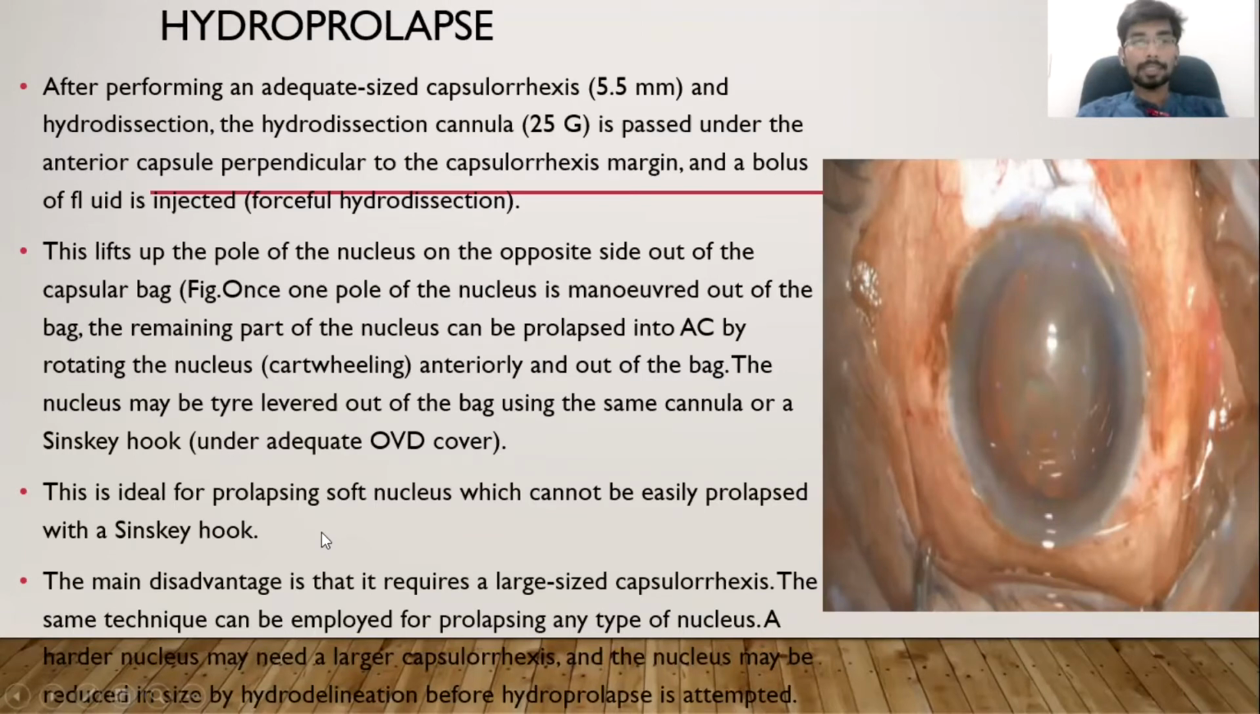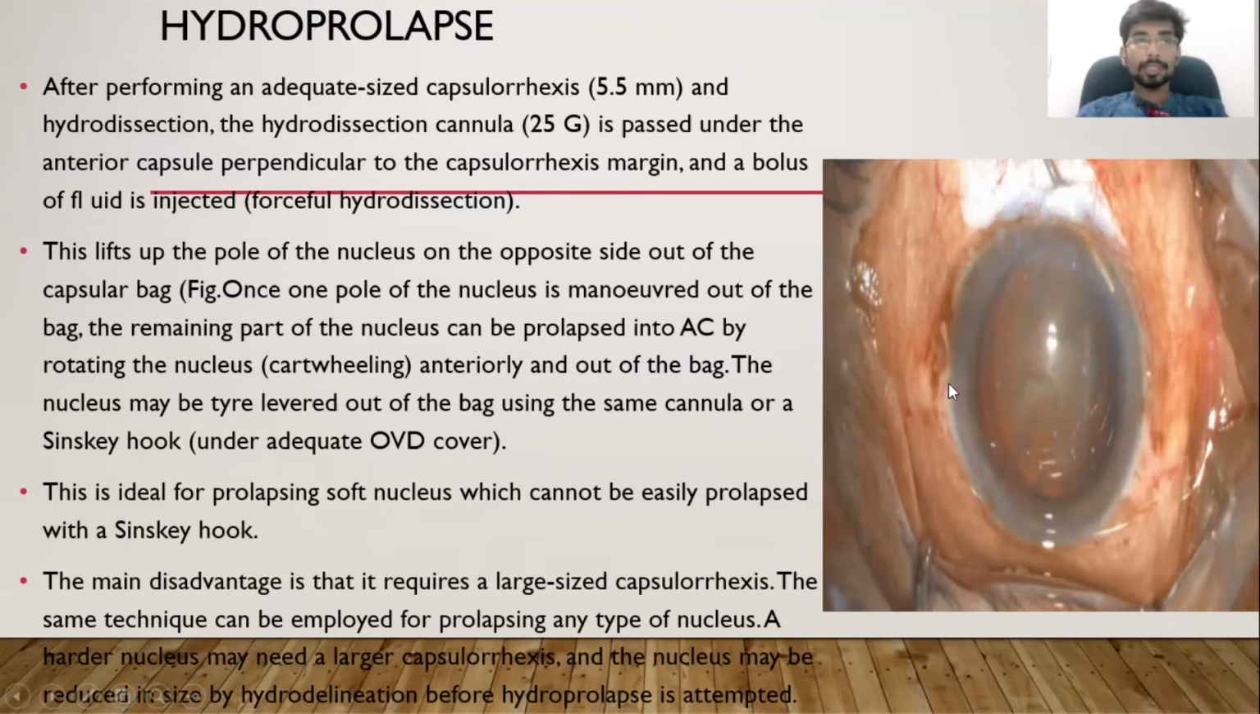Main disadvantage is that it requires a large sized capsulorhexis. The same technique can be employed for prolapsing any type of nucleus. A harder nucleus may need a larger capsulorhexis, and the nucleus may be reduced in size by hydrodelineation before hydroprolapse is attempted.